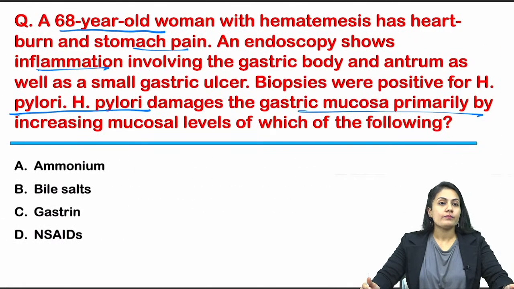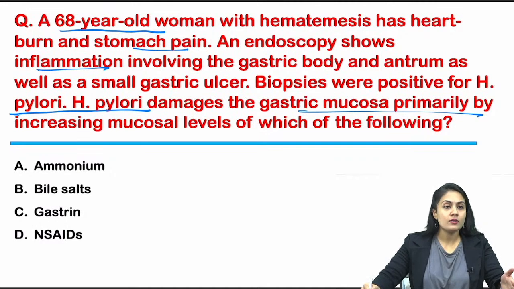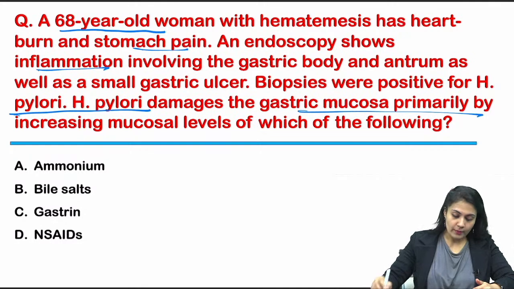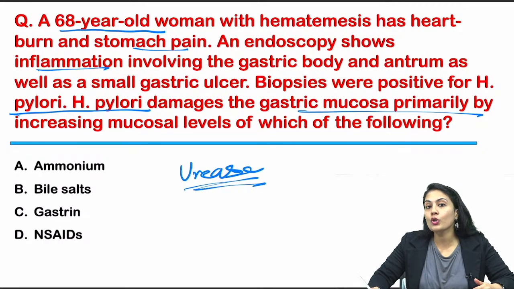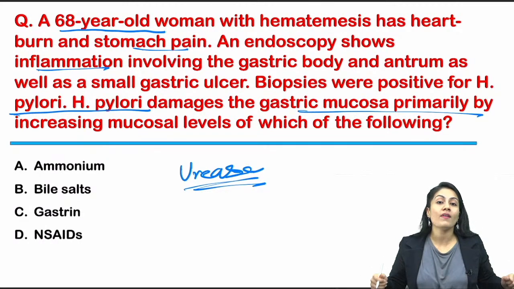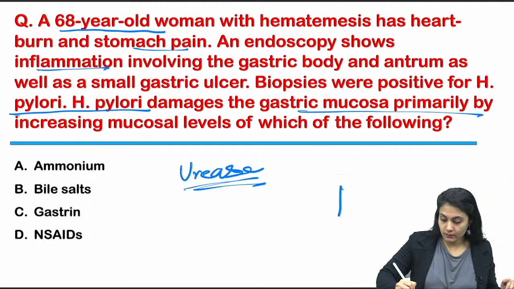All right, 1 minute. Ammonium, let's go. What the H. pylori will do, it is going to have urease enzyme in this. Okay, so urease, what is it going to cause? It is going to cause the production of ammonia, which is going to give a feel as if to the parietal cell.